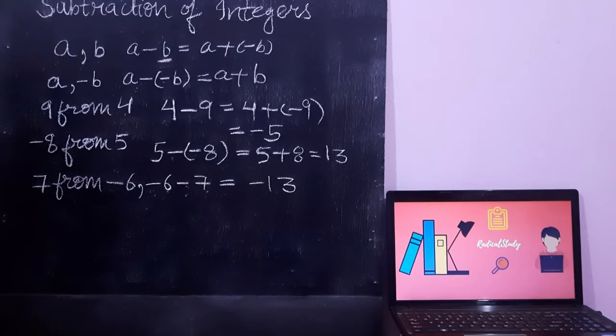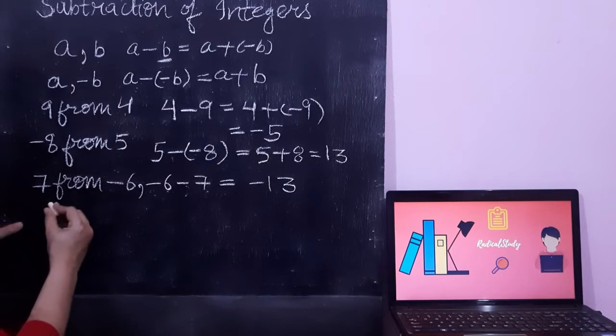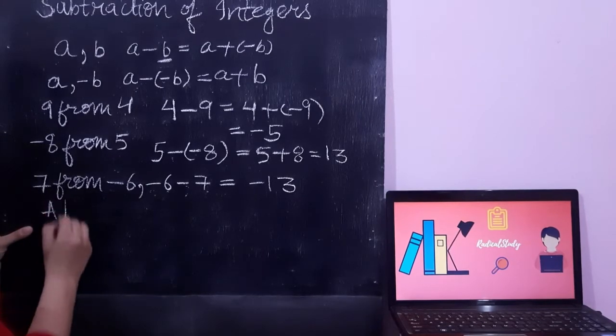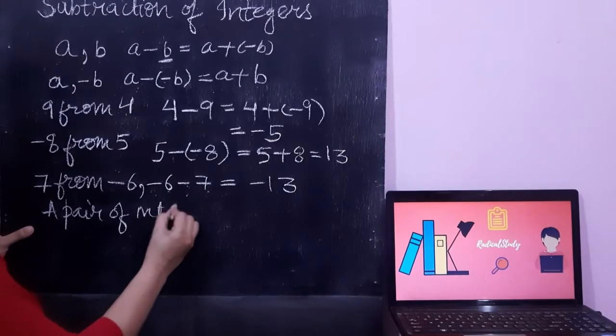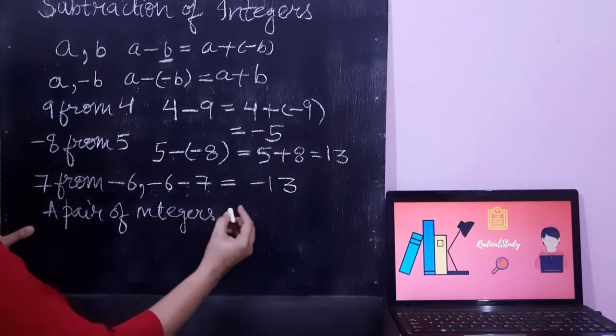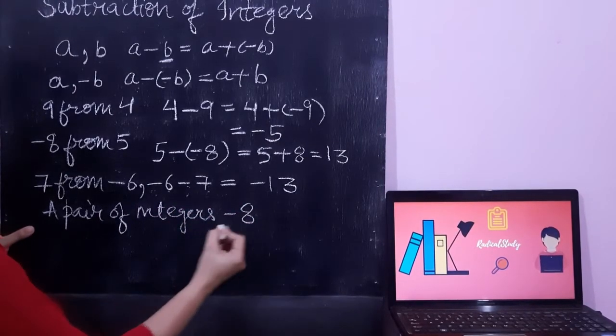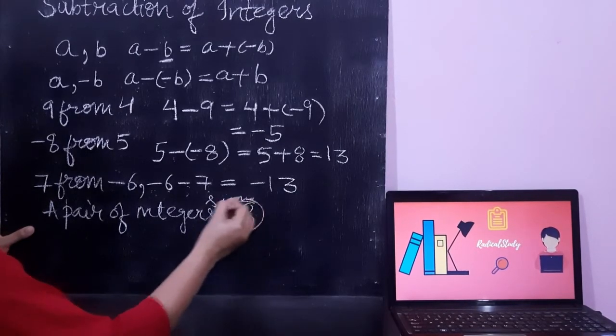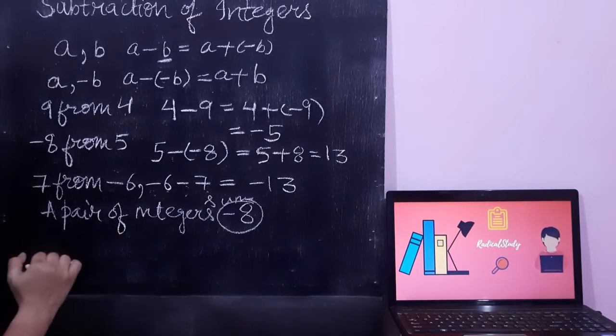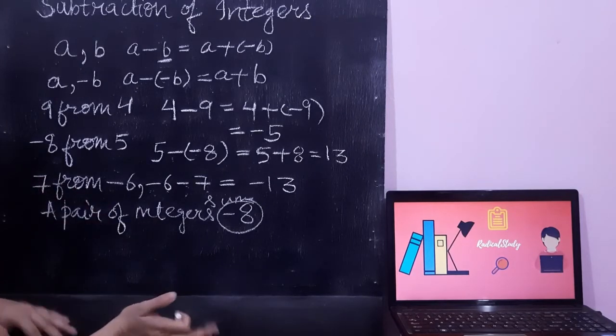Now please tell me a pair of integers whose sum is minus 8. A pair of integers whose sum is minus 8. I am giving you time. You have to take two integers. By adding them, the answer should be minus 8.